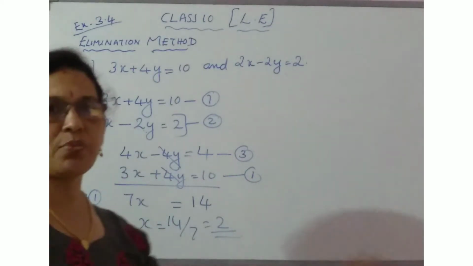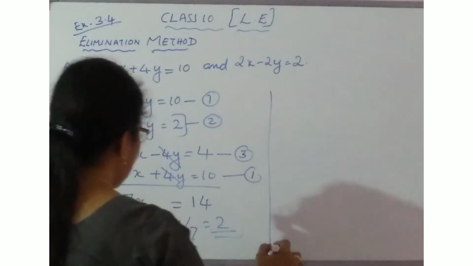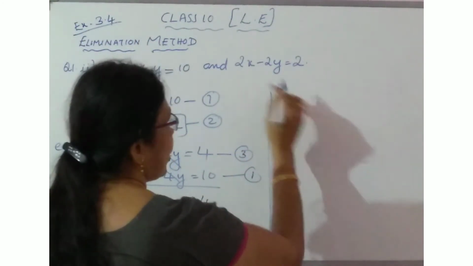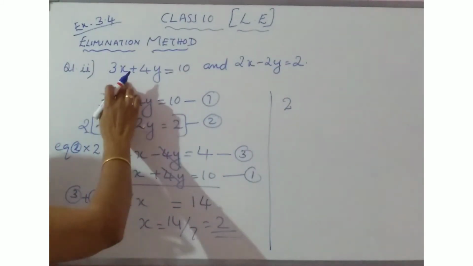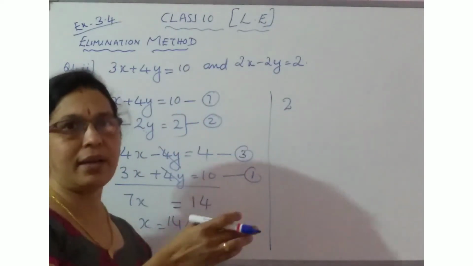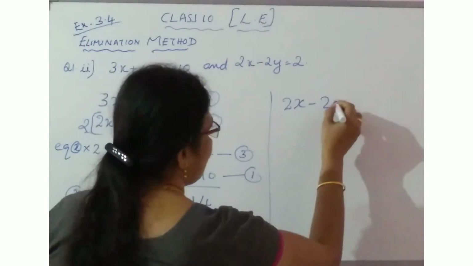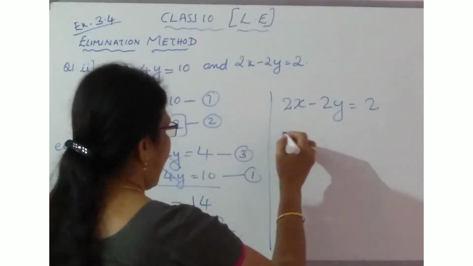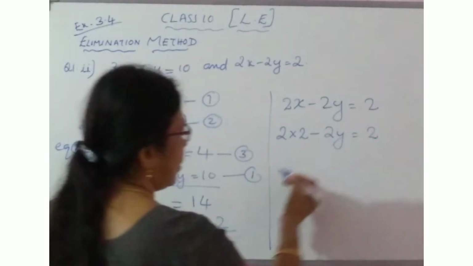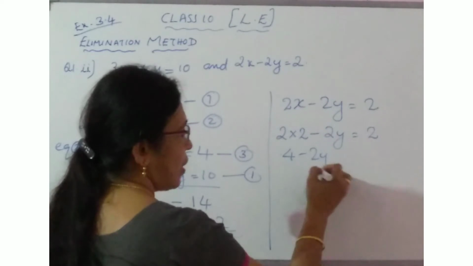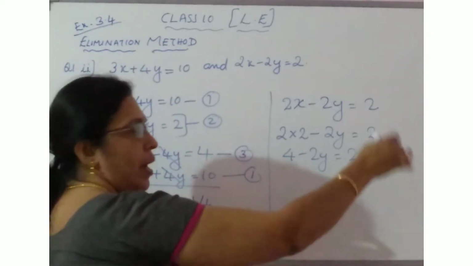Now this value you have to substitute in any one of the equations, and you will get the value of y. I am taking the smaller equation because the coefficients of x and y are small compared to the first equation. So always you have to take it like that so that your simplification will be easy. So 2x - 2y = 2. 2 into the x value, which is 2, minus 2y is equal to 2. 2 twos are 4, minus 2y = 2.